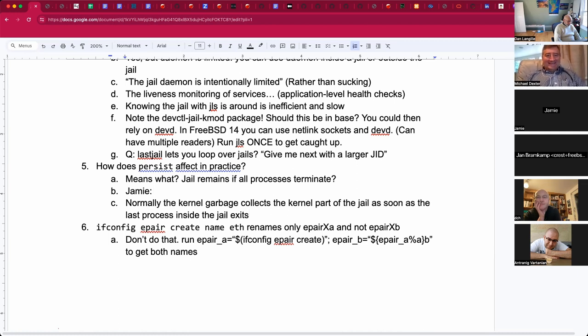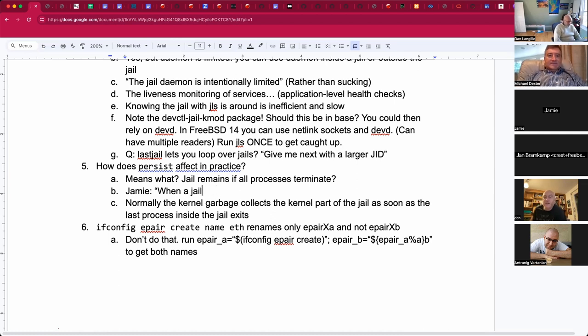Yeah, it's simply that without persist, the jail is dependent on its processes to be around when it dies. With persist, the jail stays until it is explicitly killed. Got it. So technically, I can.